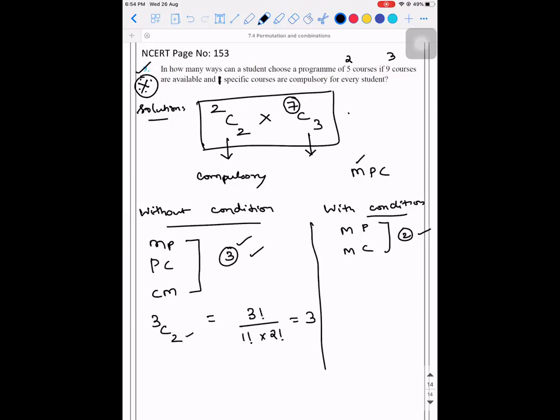Whereas here, if I solve the problem in a similar way, what should I do? One course is compulsory. So 1C1 into 3C2. How many courses do I need? So not 3C2. 1C1 into how many courses are left out now? 2. 2C1. Out of these, I need to choose the remaining one. 2C1 is nothing but 2.